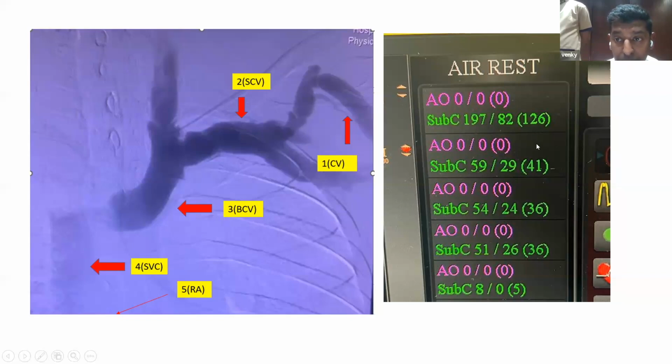So the difference is huge. The pressure gradient is almost 80. As you can see, at 3 and 4, there is no gradient at all. It is 36 on 3, and the mean pressure is 36 on 4 as well. That is, on either side of that central lesion, there is no gradient at all, meaning the lesion is apparently not significant at all.